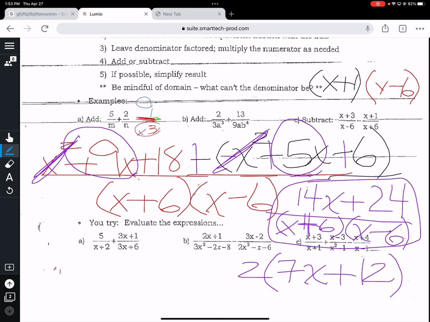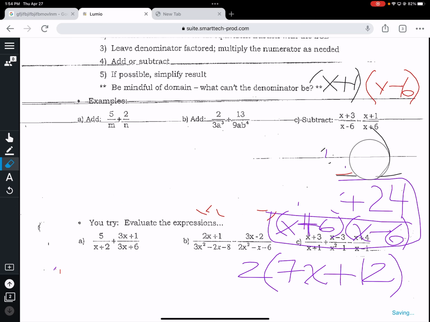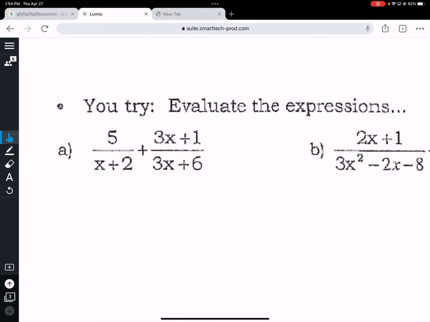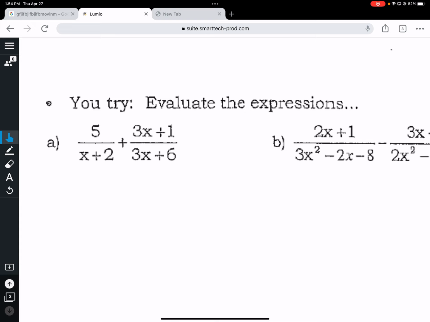All right. I want you to work A and C. Or I tell you what, y'all work A, we'll work C together. You work A. I'm going to erase. Is there anybody that's writing anything from this? All right, you work A. Stay with me. Remember to factor. Figure out what the common denominator would be.